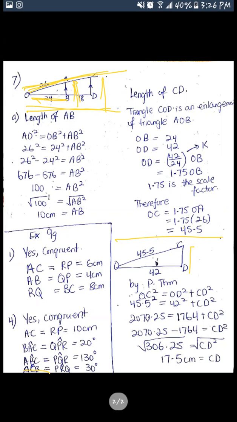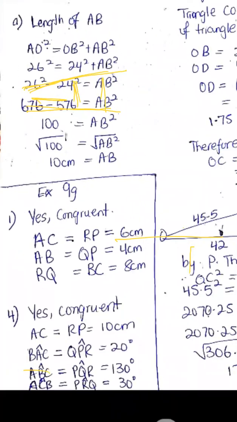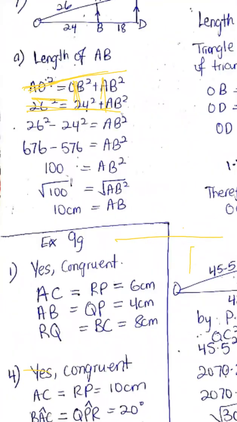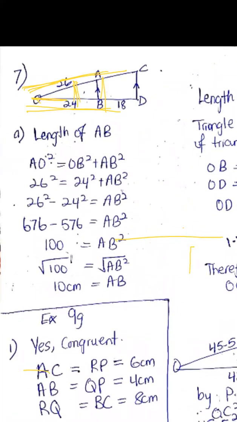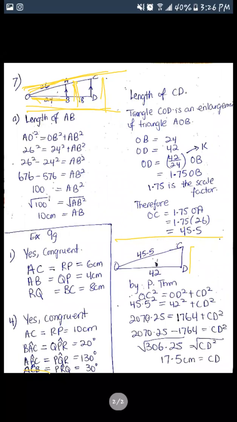All right, so thank you. Please fill in for me the formula, Tanisha. I want you to work out for me the Pythagoras theorem for the large triangle. What would it be? So what is the value of the hypotenuse, the line? 45.5 square equals 42 square plus CD square.